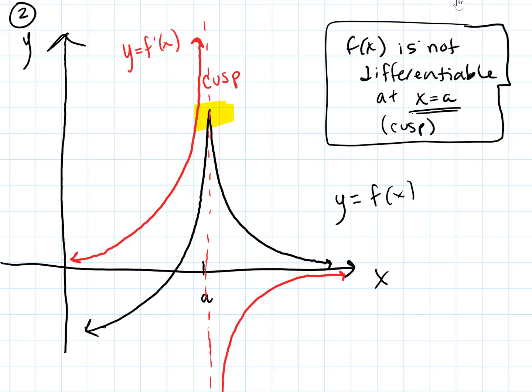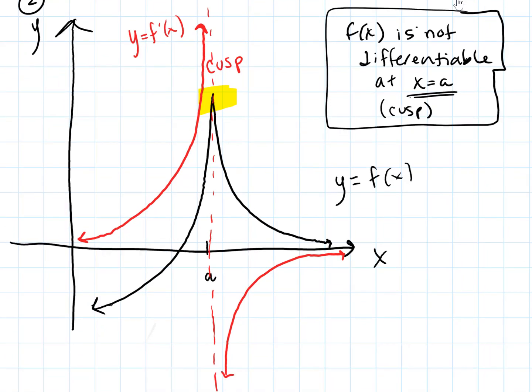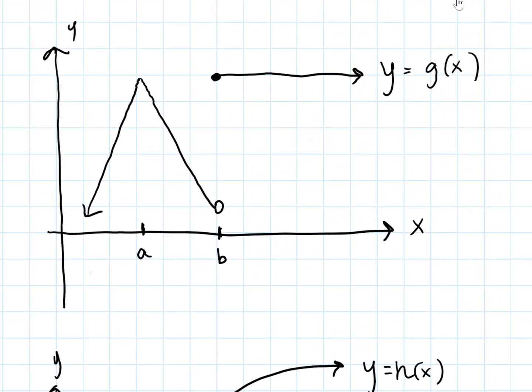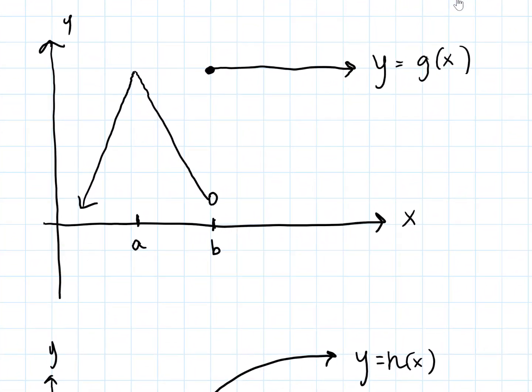So that cusp gives me a point where we're not differentiable, and the behavior around that cusp gives me this graph for y equals f prime of x. Okay, let's maybe do one more, then we'll call it good for this video. Let's take a look at one like this.